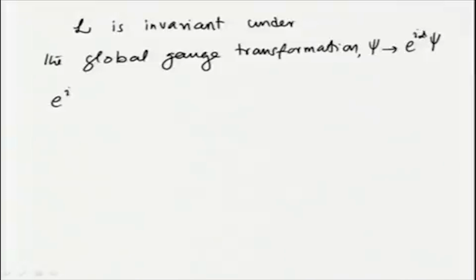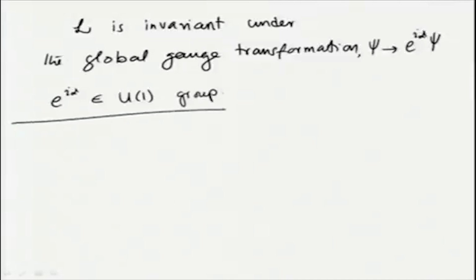Now, take e power i alpha. If you know group theory, you will recognize that this is an element of a U1 group. If you do not know what is the meaning of a group, let us just briefly tell you what it is. You take any set that satisfies the following properties. First, there should be an identity element in that.